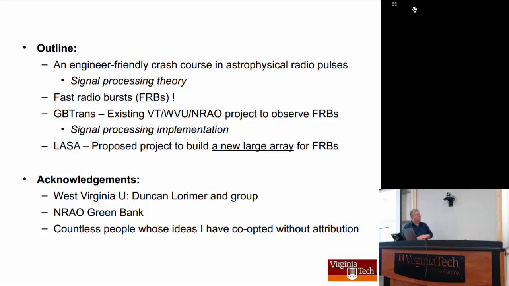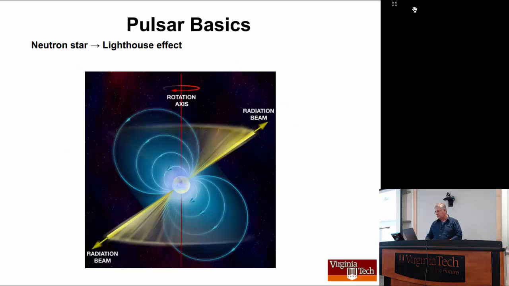Some acknowledgements. West Virginia University, my collaborator most directly on this stuff is Duncan Lorimer. He's an astrophysicist at West Virginia University. NRAO Green Bank, who tolerates all this mad scientist stuff. They let us get in and use their instruments in ways that they had never intended, and their real estate in ways that they had never intended, and contribute technically as well. And then countless people whose ideas I have co-opted without attribution, as usual.